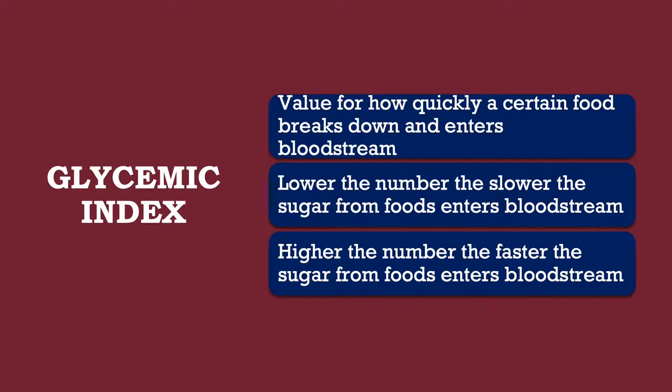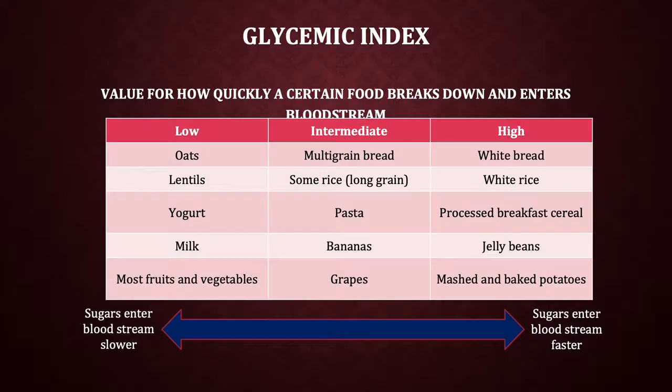Not all carbs impact blood glucose equally. The glycemic index is a measure that can help classify carbs by the rate at which they affect blood sugar levels. Foods that have a lower glycemic index number affect the blood sugar slower than foods with a high glycemic index number. This chart depicts which foods are higher or lower on the glycemic index.